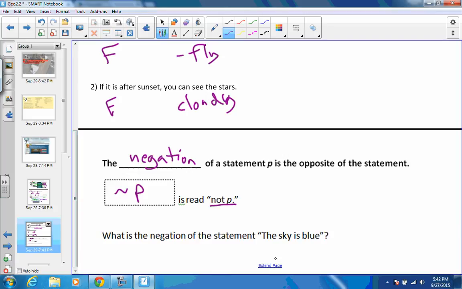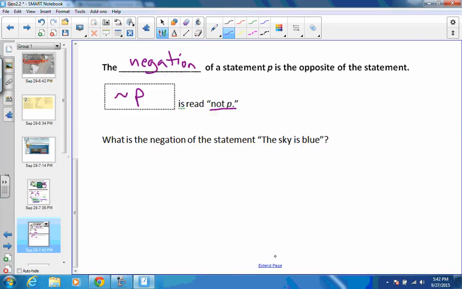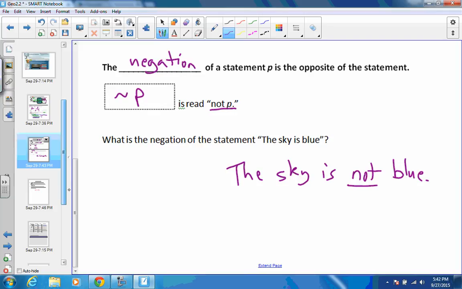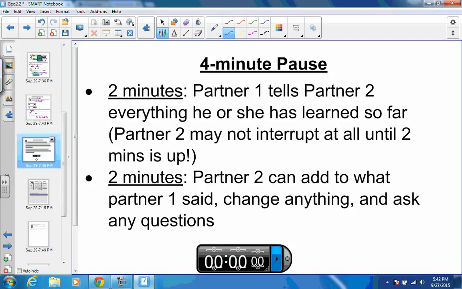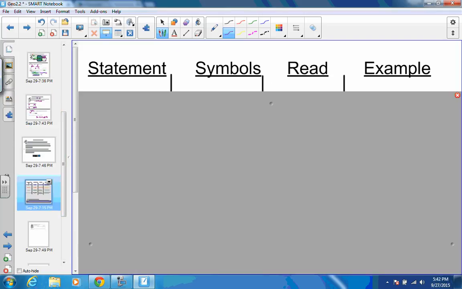Okay? So what would be the negation of the statement, the sky is blue? Well, you could say, the sky is not blue. There you go. We're not saying the sky is green or white or anything. We're just saying the sky is not blue. That is called a negation. You'll see negations when we're dealing with conditional statements. All right, we're going to skip that for now.